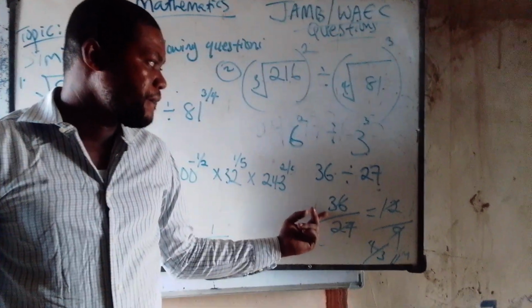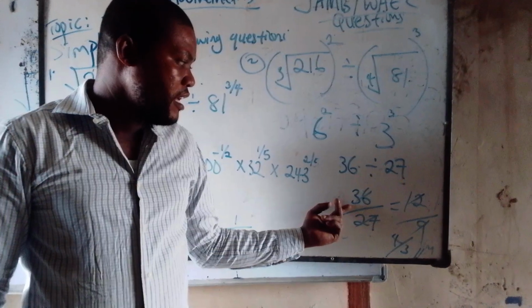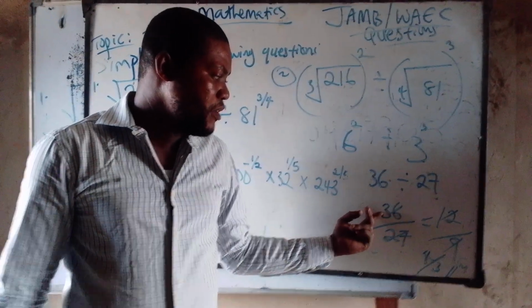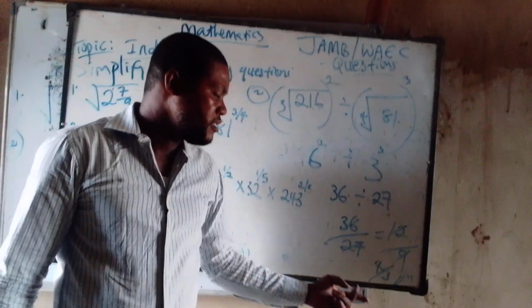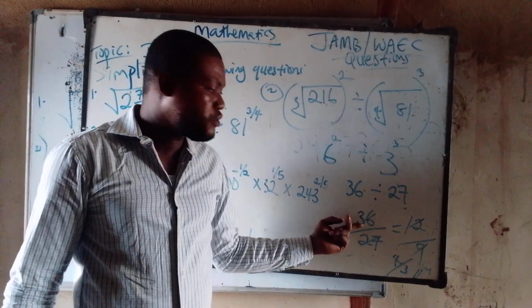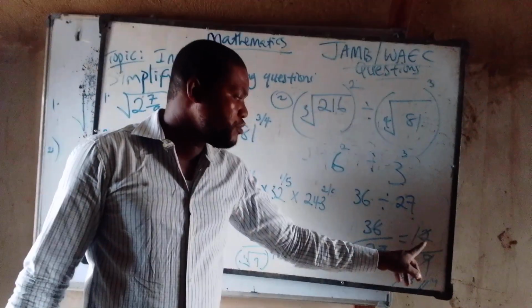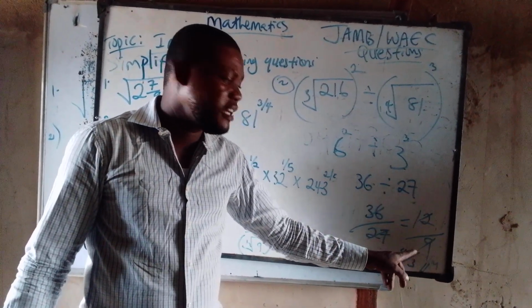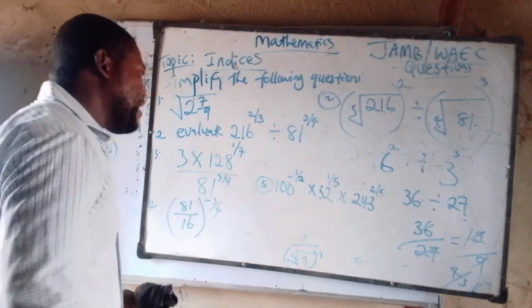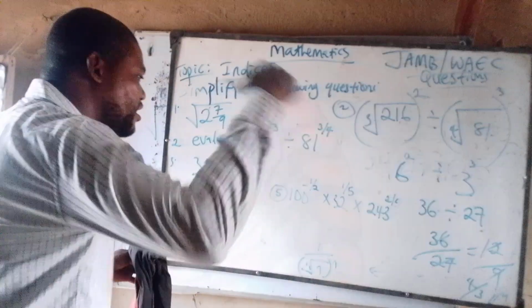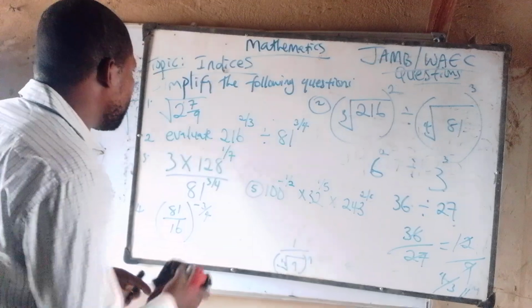Look at it here. I have this here. So 3 will go into 36 12 times, and 3 will go into 9 3 times. So 3 will go into 12 4 times, and 3 will go into 9 3 times. At this point, I will stop you because there's nothing I can do. I cannot do anything after that work.